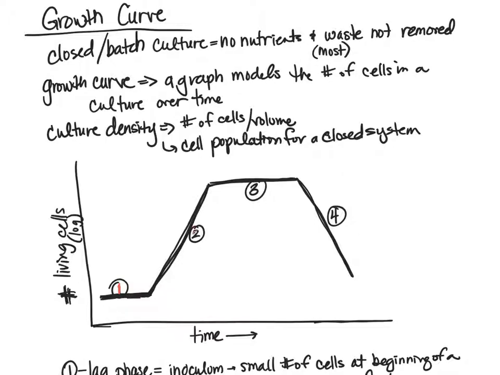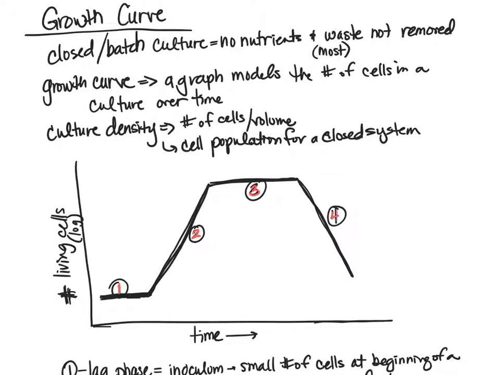And then we go into step number two, which is the log phase. The log phase is where we see exponential growth, lots of nutrients, lots of division, increase in cells. Then we have the stationary phase in number three here, which is where everything kind of evens out. The number of cells that are going through binary fission are about equal to the number of cells that are dying, and that's because we have an increase in waste and a decrease in nutrients.